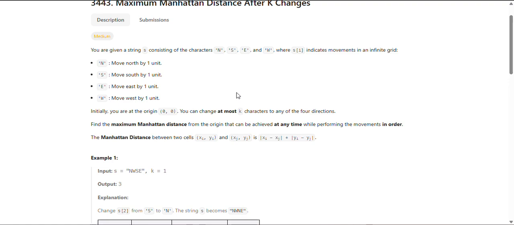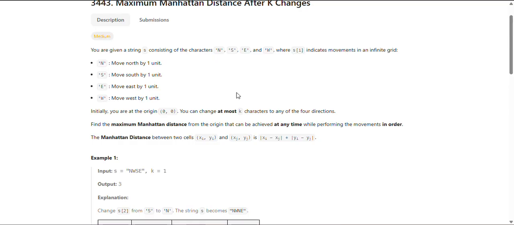And then increment my current Manhattan distance by how much more I can get. And how much more I can get would basically be the minimum of 2 into k and how much I can get. So that would basically be the answer, and then how much I can get would be added to the current Manhattan distance, and then my answer would be maxed over there.